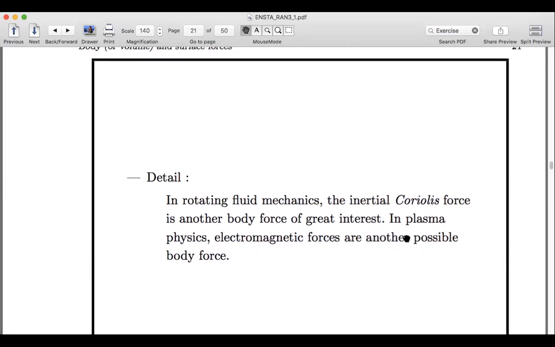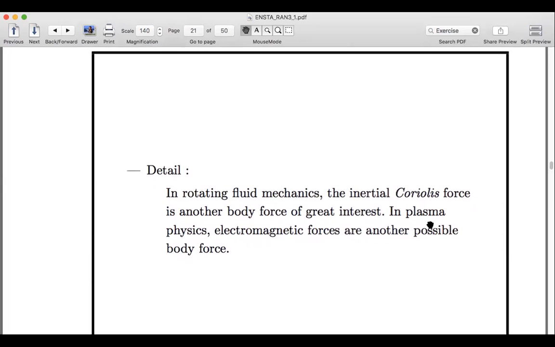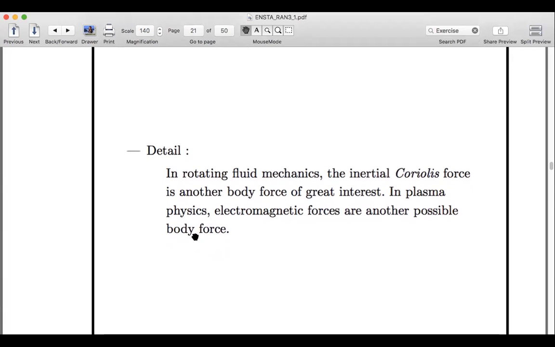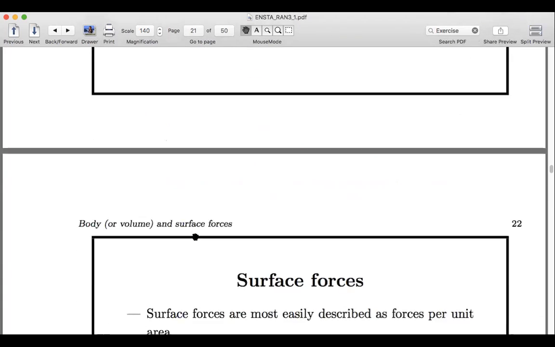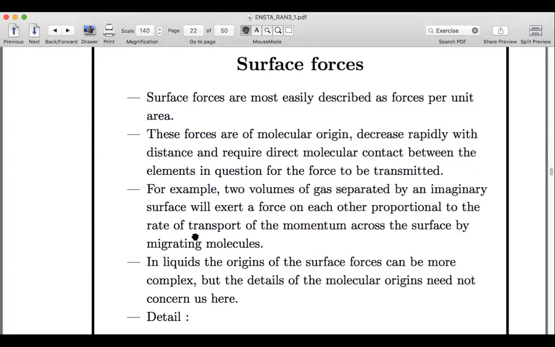Just for full disclosure here, you're engineers, so you can imagine working on a plasma, I guess, and a plasma is a fluid that's electrically charged. And so then the electromagnetic forces would be body forces. So there are other body forces than gravity, but for us it's mostly that.